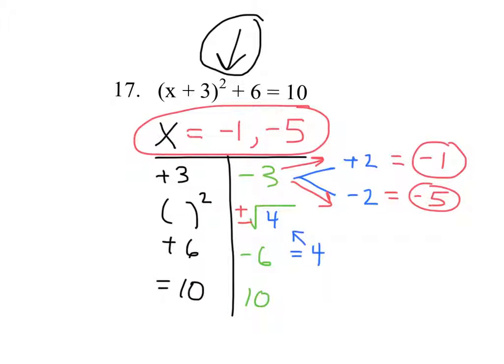Okay, so hopefully after seeing a couple examples like this, you can start to understand what happens when I have to branch off. It's only when I'm taking the square root and there's an additional step afterwards. If the square root is my very last step on the inverses, you can just do plus or minus.